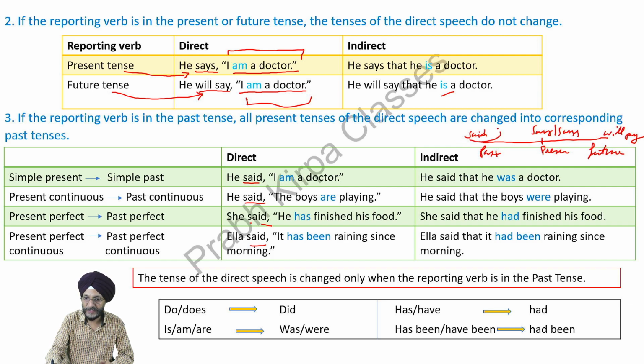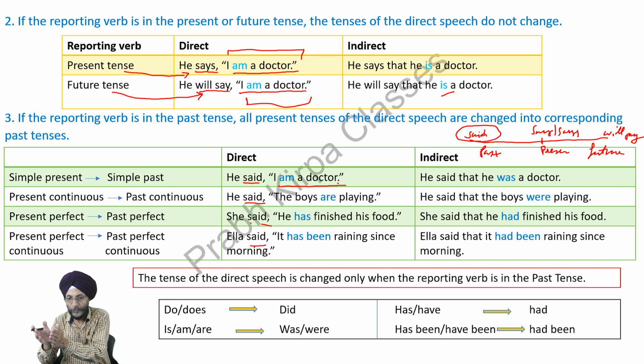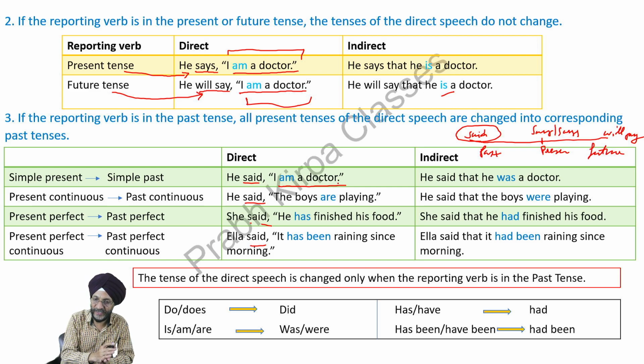But whatever has been said in the past, that is, if the reporting verb is in the past, then what is written in reporting speech in the present tense will be changed into past. That is, whatever was said in the past will be converted into the past tense. That is, you will see that he said, I am a doctor.